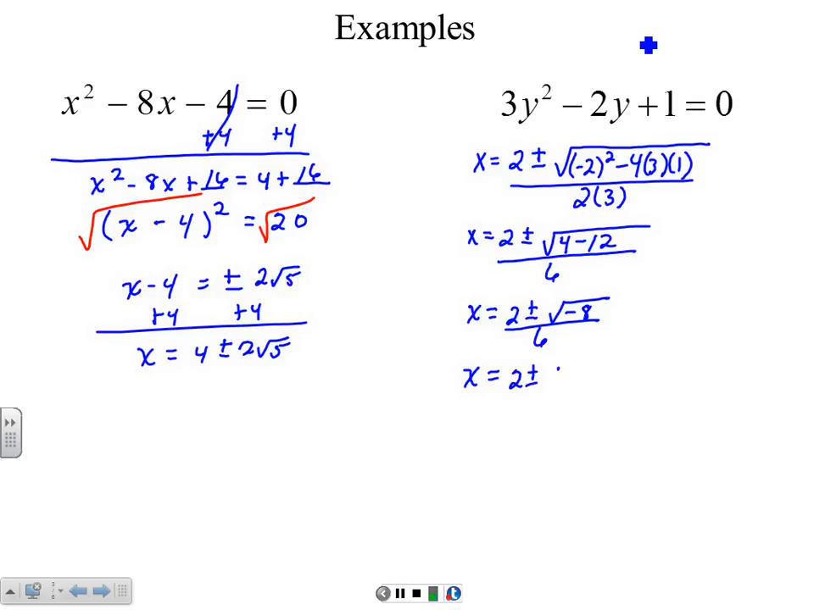I know that an i is going to come out, and I know there's a 4 in there, so a 2 is going to come out, and then a 2 is going to stay under, over 6. And then from here we would just reduce everything by 2, so this is going to go to 1, this is going to go to 1, and this is going to go to 3.